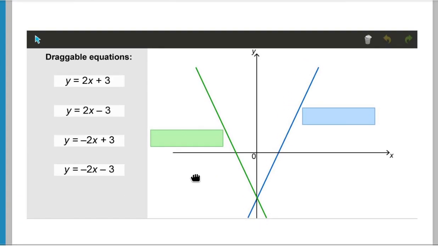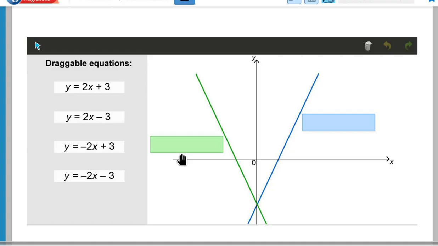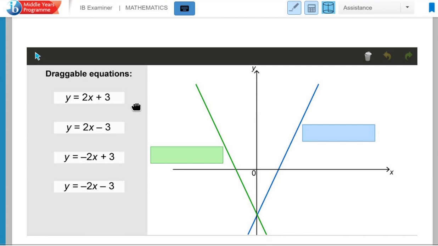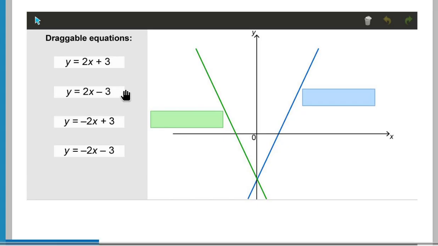This question belongs to coordinate geometry. You're supposed to drag the equations. How many marks? I think it's a 7 mark question in total, and this part is supposed to be, I guess, 1 mark, not more.